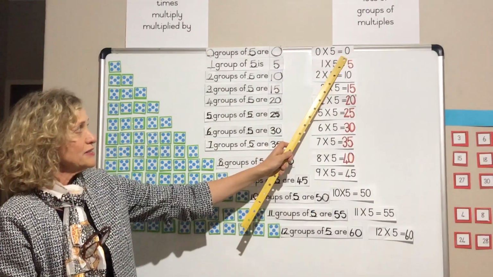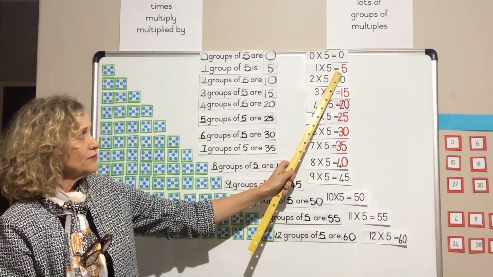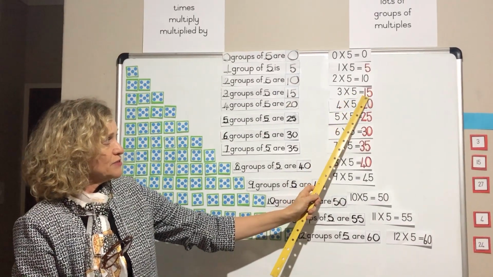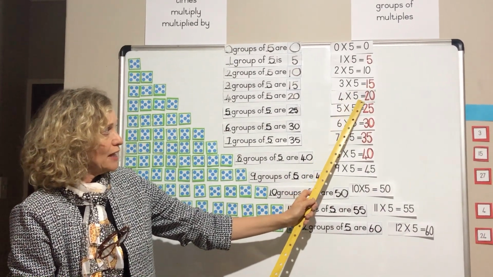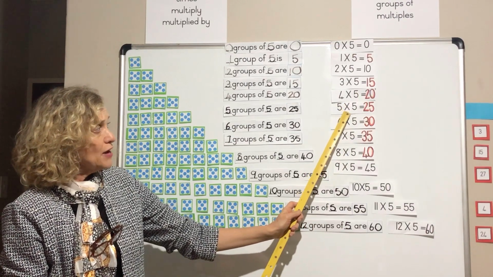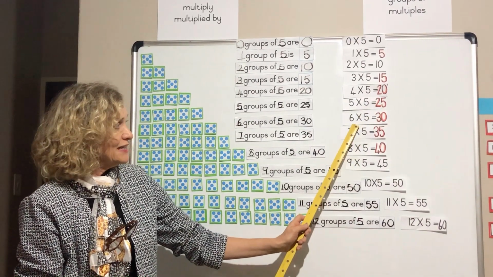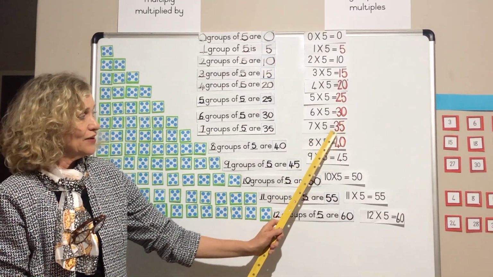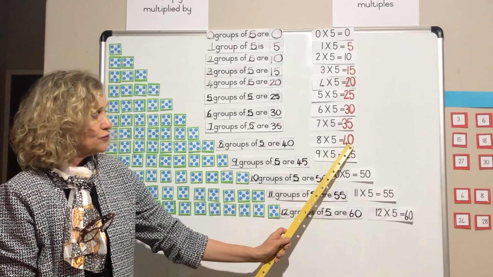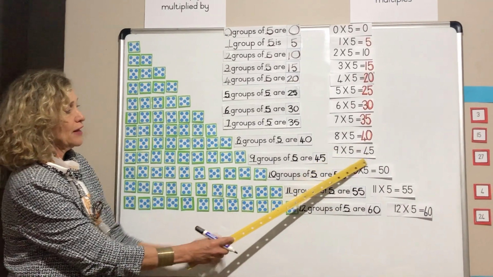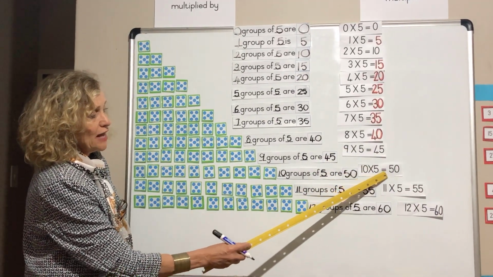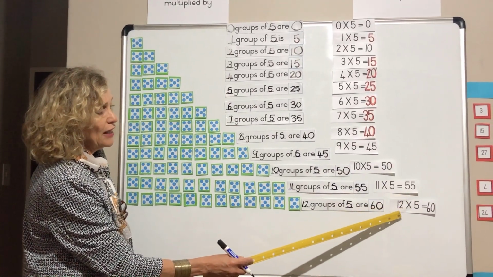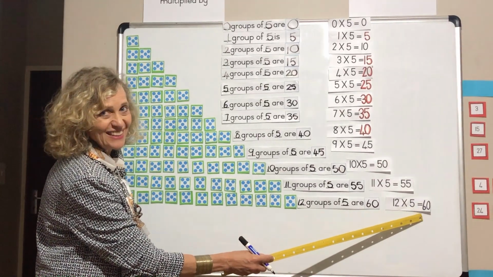0 times 5 is 0. 1 times 5 is 5. 2 times 5 is 10. 3 times 5 is 15. 4 times 5 is 20. 5 times 5 is 25. 6 times 5 is 30. 7 times 5 is 35. 8 times 5 is 40. 9 times 5 is 45. 10 times 5 is 50. 11 times 5 is 55. And 12 times 5 is 60.